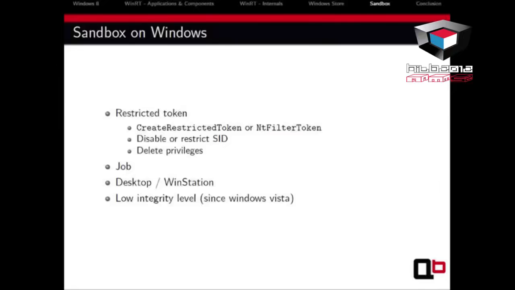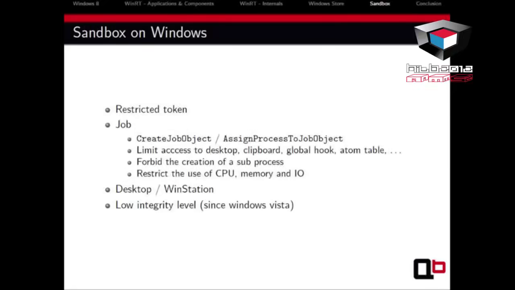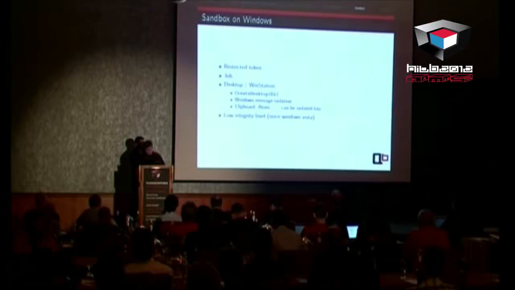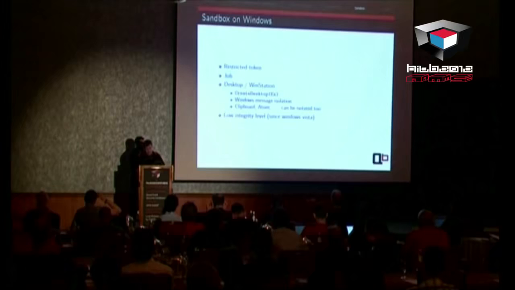Microsoft provides a bunch of APIs to isolate a process. Basically, we have the restricted token, which allows to disable or restrict an SID and delete privileges. We also find the job object, which, when assigned to a process, allows to limit access to the desktop, clipboard, and so on, forbid the creation of sub-processes, and restrict the use of CPU, memory, etc. Another thing is that on Windows, if there are multiple desktops, applications can communicate across desktops. So if you want to isolate a process, you can simply create a new desktop and put the new process on this desktop.